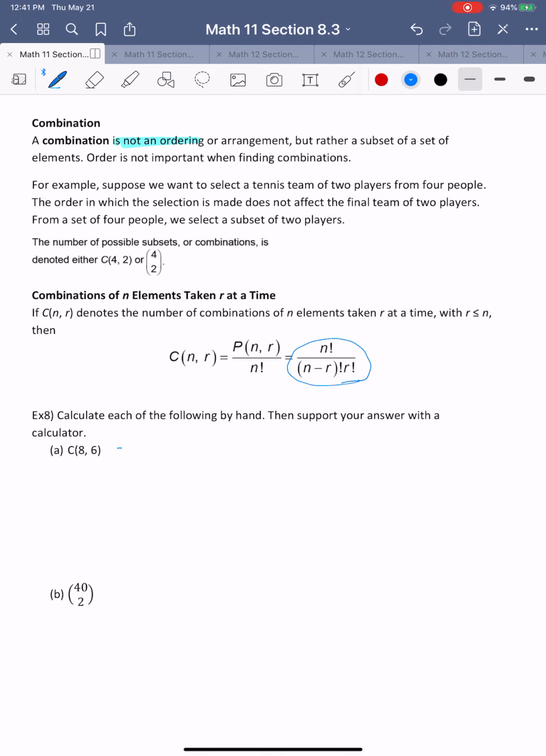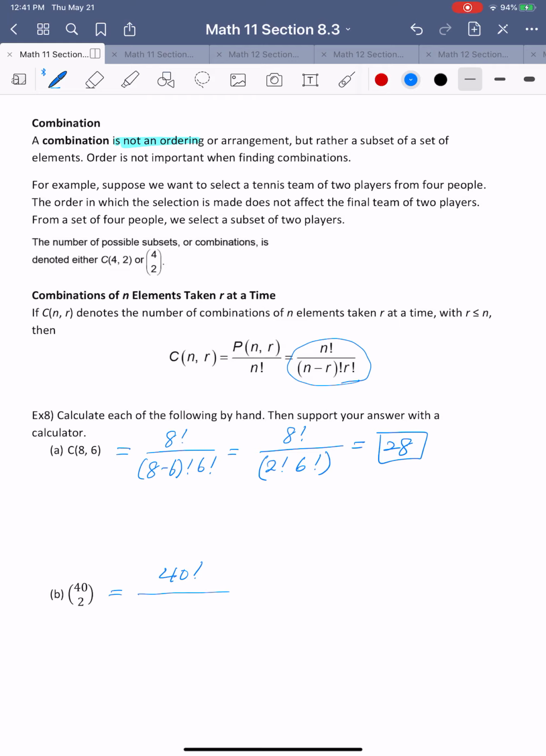Which means you get n factorial over n minus r factorial times r factorial. So when you do this, you get 8 factorial over 6 factorial times 2 factorial. But make sure you put that in parentheses in the calculator, okay? So then you get 28.